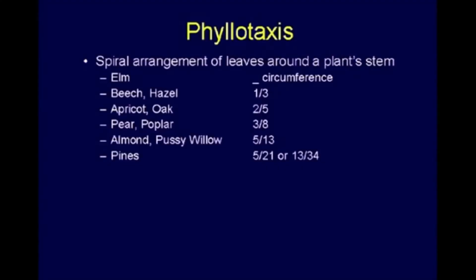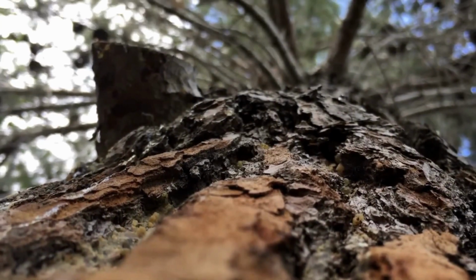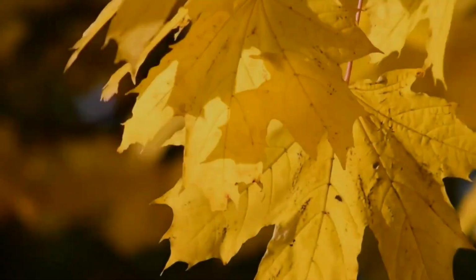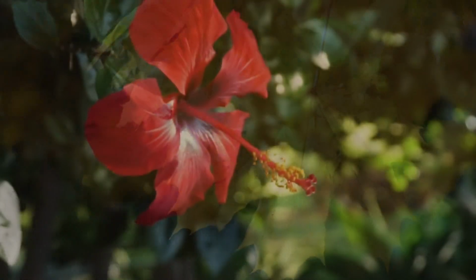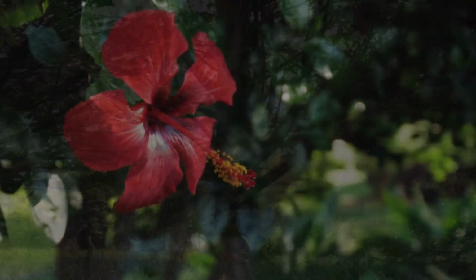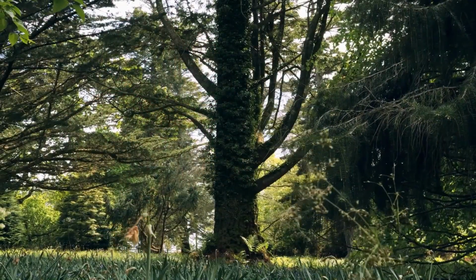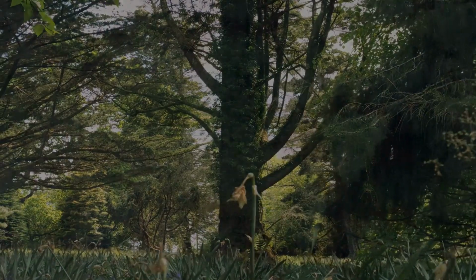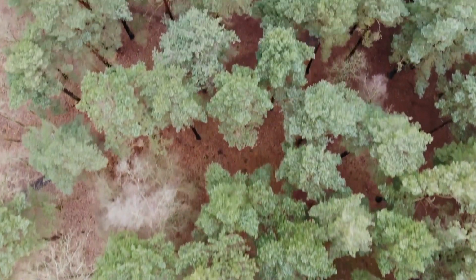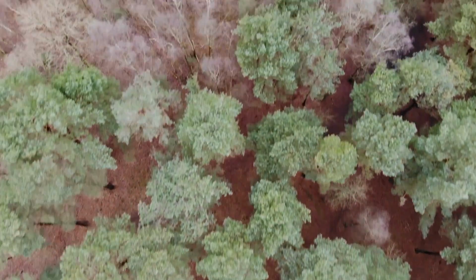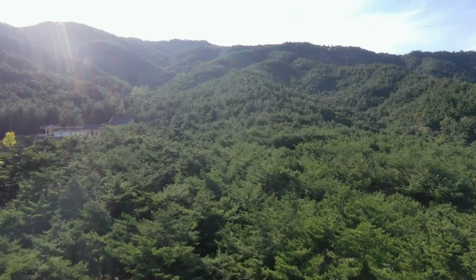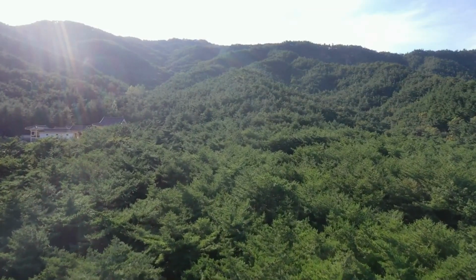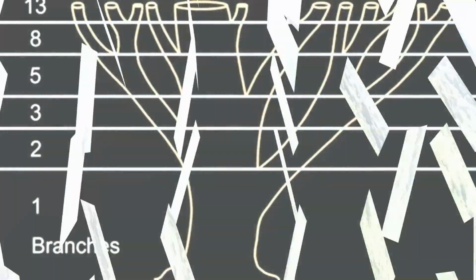There's a study among scientists called phyllotaxis, and that's where you study the arrangement of leaves around the stem of a plant. Visualize taking a plant and taking a cross-section and seeing how the leaves are ordered in the plant. It turns out the elm always has 1/2 the circumference, the beech or the hazel has 1/3, the apricot and the oak have 2/5, the pear and the poplar have 3/8. Each one of these, the almond, the pussy willow, pine trees are always 5 to 21 or 13 to 34. These are all Fibonacci numbers.